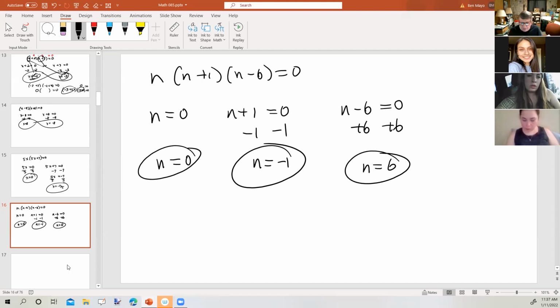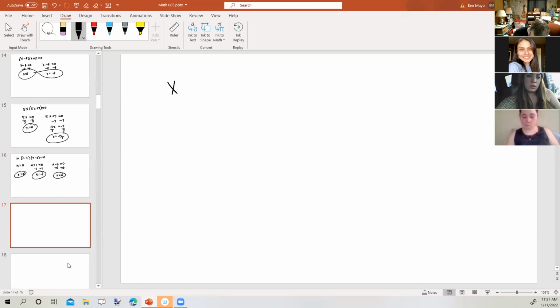Any questions about that problem? Okay, now suppose we have x squared plus 7x plus 6 equals 0. We still have something equal to 0, but the something is not factored into the form a times b or a times b times c or whatever.